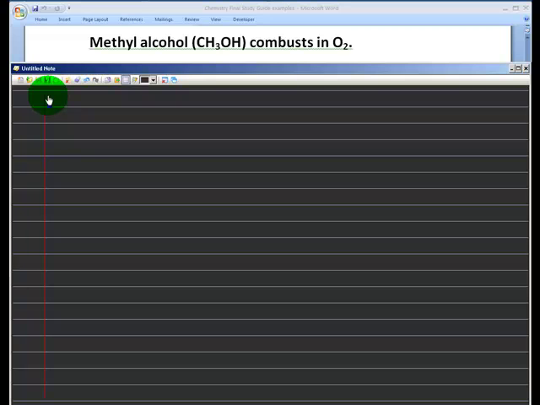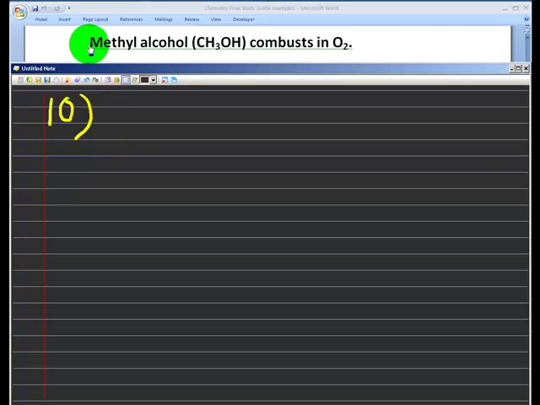Class, now if you look in your chemistry final study guide, I would skip to problem number 10. We're going to do problem number 10 right now. Alright, so problem number 10 says, write and balance the chemical equation below.